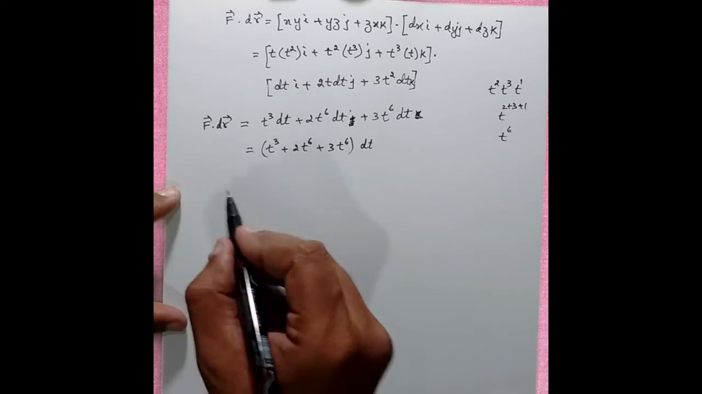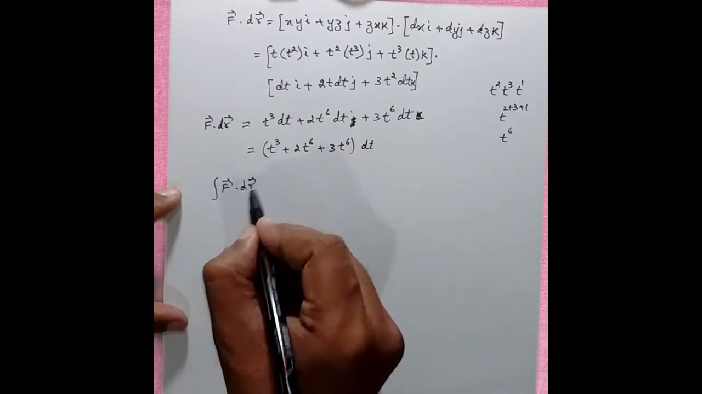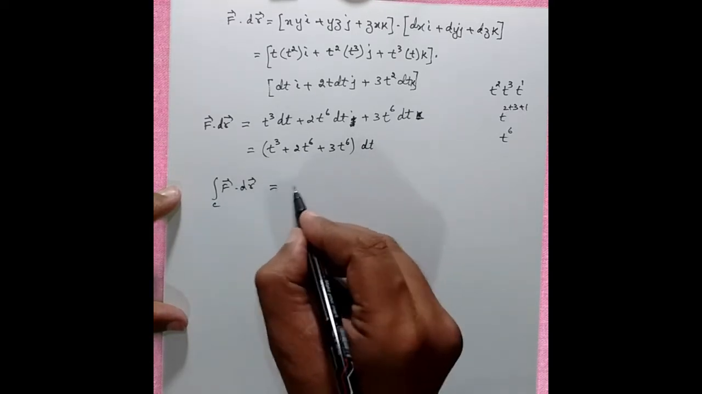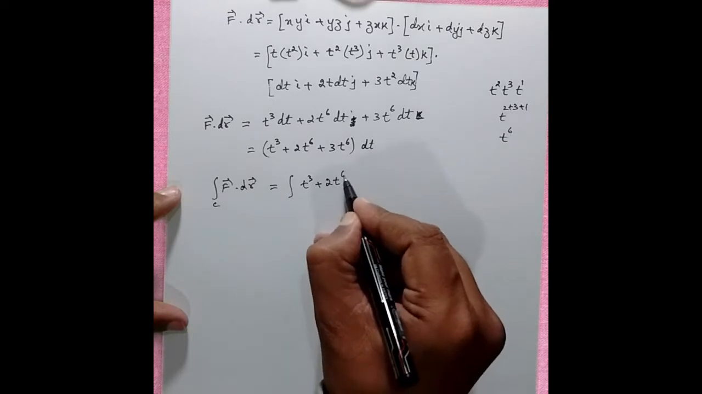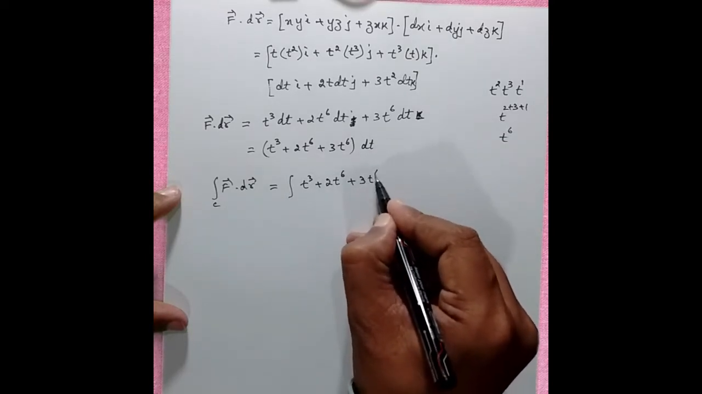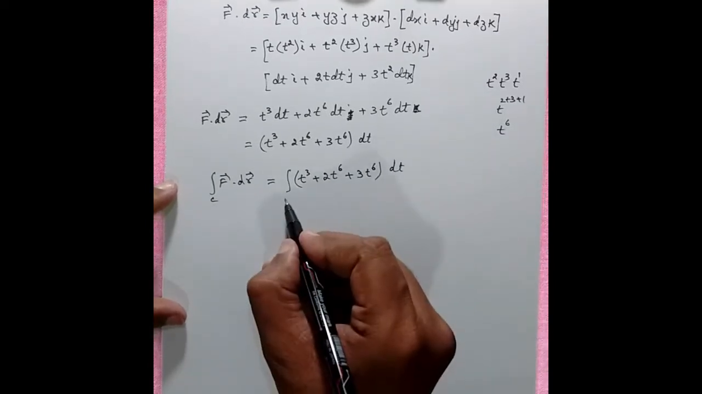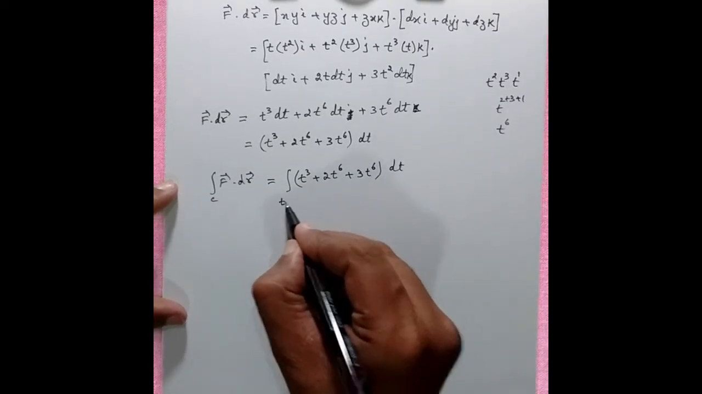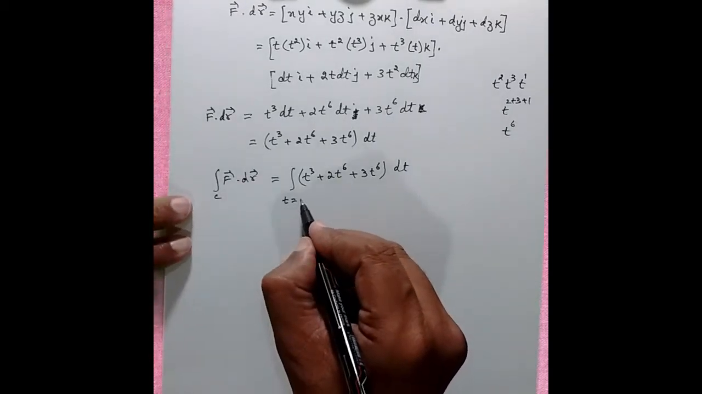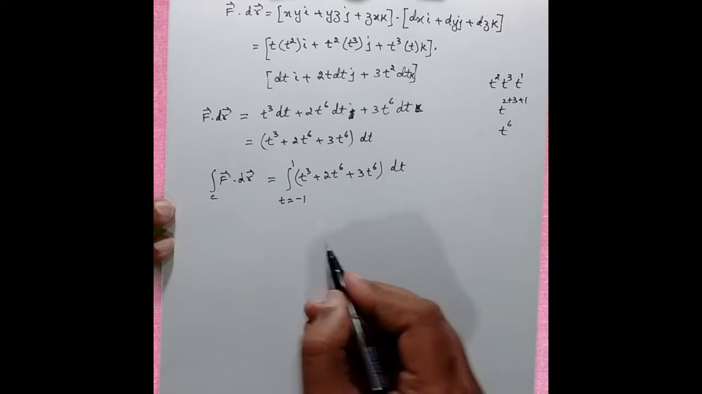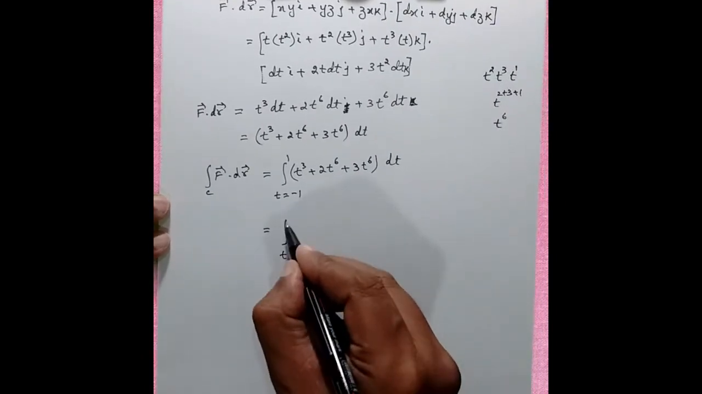Now apply the integral, because we need to find the integral of vector f dot dr. So the integral of vector f dot dr along c will be equal to the integral of t cube plus 2 t power of 6 plus 3 t power of 6 times dt. You need to apply the limits over here, the t value. So go back to the question and observe that the value of t ranges from -1 to +1.